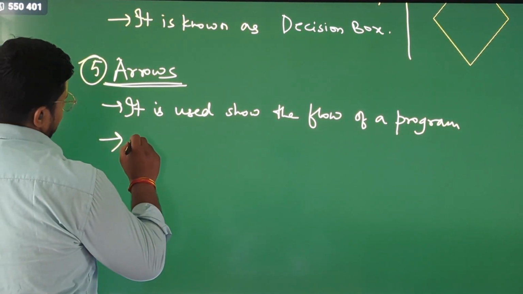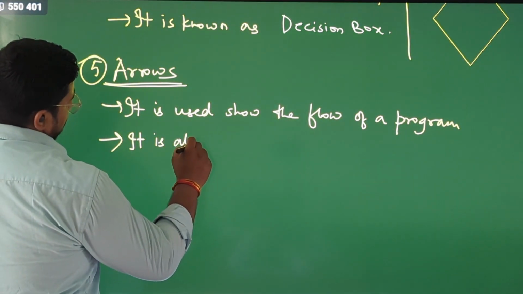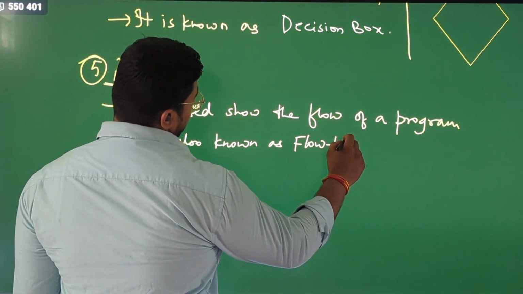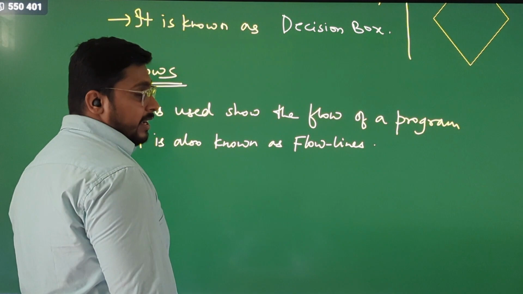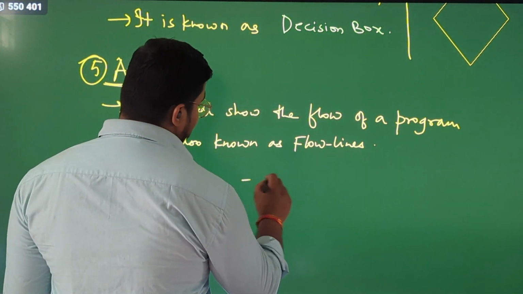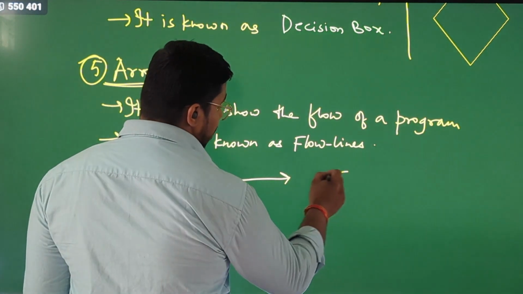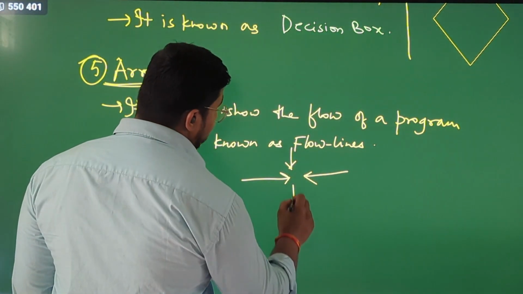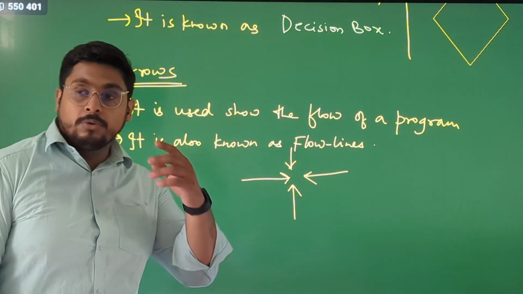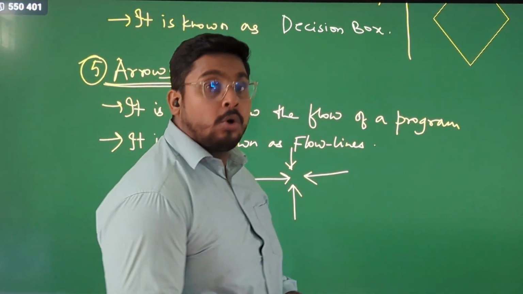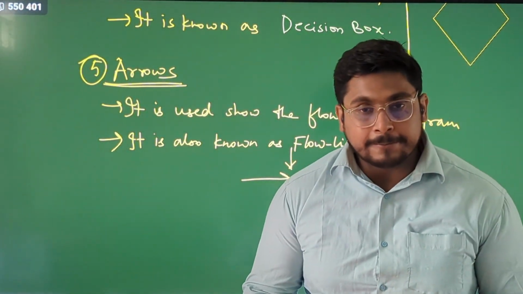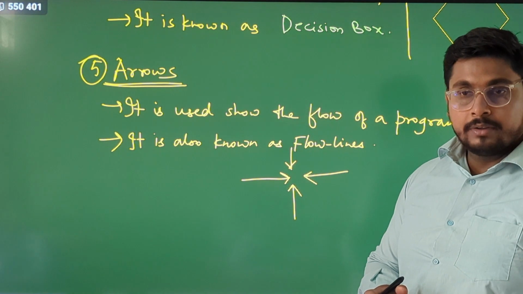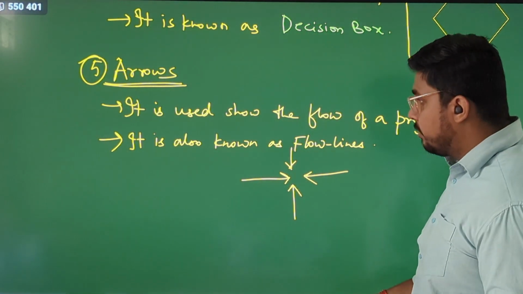Second point, they are also known as flow lines. They can show rightward movement or leftward movement, downward movement and also upward movement. Now these four arrows pointing in different directions are also known as flow lines. Am I clear? Have you written all these things in a copy? Yes or no? Thank you so much. Then I'll move on with the chapter.